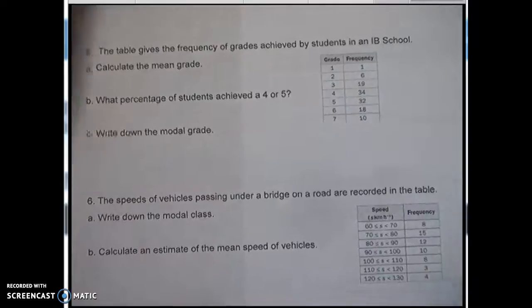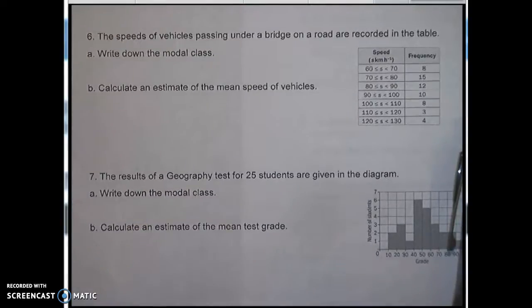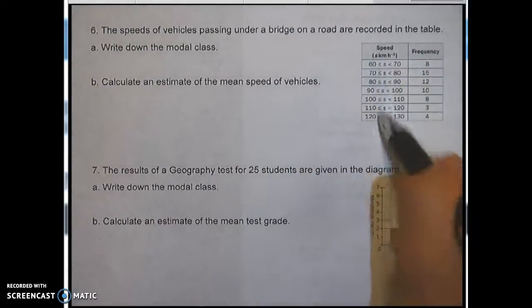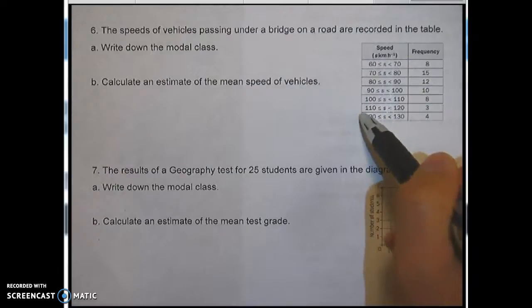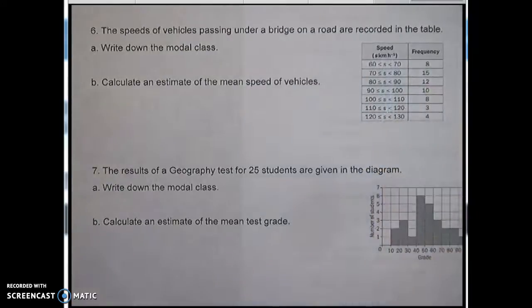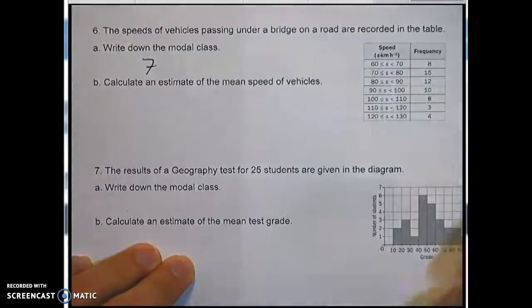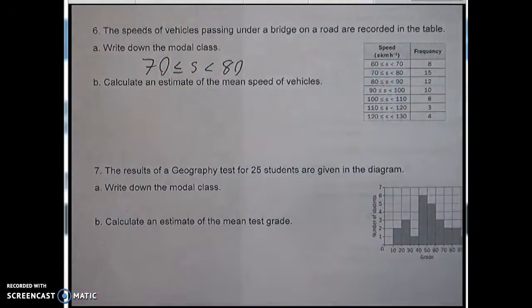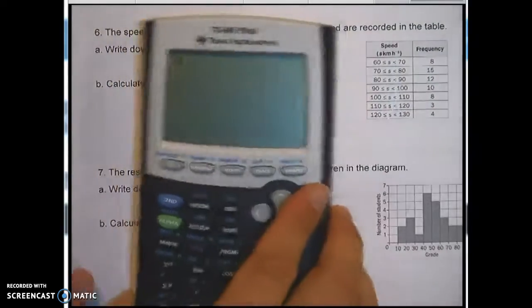Alright, this last one I'm going to do. I want to find the mean of this continuous data here. And the process is the exact same thing. We're still using stat calc 1. But you'll notice that we've got a range of data. The modal class, by the way, is 15. So you just copy down the exact title of the class, 70 less than or equal to S, less than 80. To get an estimate of the mean, we will do it in the calculator.